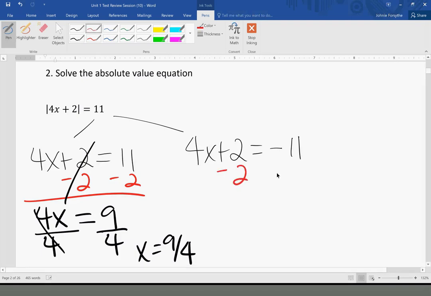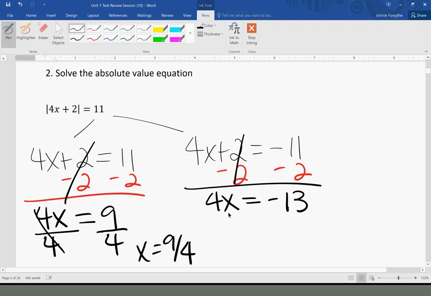Now let's take care of the other equation. We're going to start here again by subtracting 2. I'm going to bring down my 4x. 2 minus 2 cancels out, equals negative 11 minus 2 is negative 13. Then to solve for x, I'm going to divide by 4. So x equals negative 13 over 4. And these are my 2 solutions.